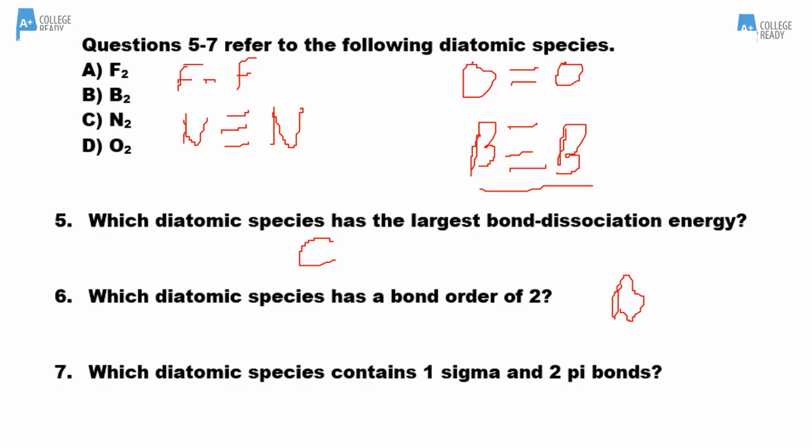Which diatomic species contains 1 sigma and 2 pi bonds? So 1 sigma and 2 pi means that there's a single bond, that would be the sigma bond, the first one that forms, and then 2 pi bonds means it has a total of 3 bonds in between them. The correct answer there would be C, because in all honesty, this Lewis structure right here is one you really can't draw because you can't get to 8, and it's not one of the common diatomic species.